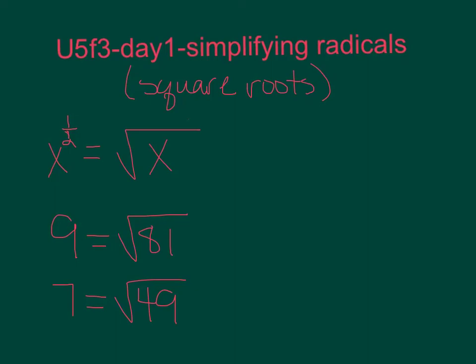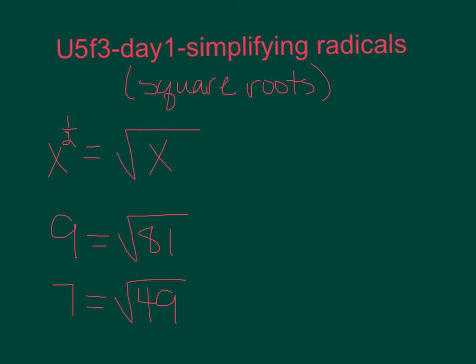Okay, this is Unit 5, Formative 3, Day 1, Simplifying Radicals. Another name for radicals is a square root, and it's a square root because it is x to the 1/2. So x to the 1/2 is the same thing as the square root of x. Now, we've dealt with exponents before, but never fractions. Fractions just means that we have a square root or a cube root. Everything we do will be squared.